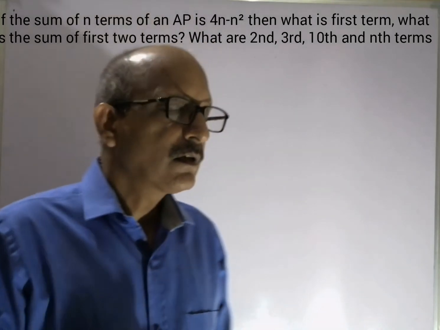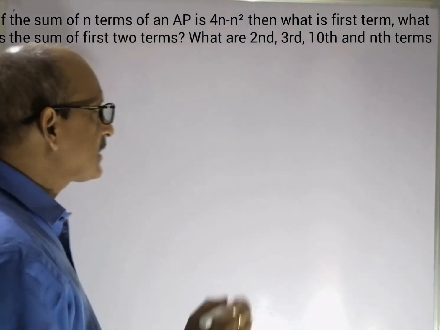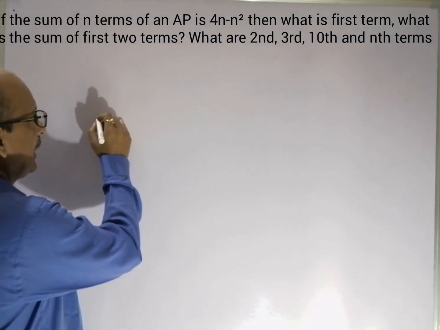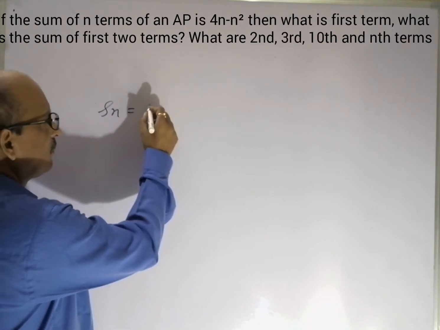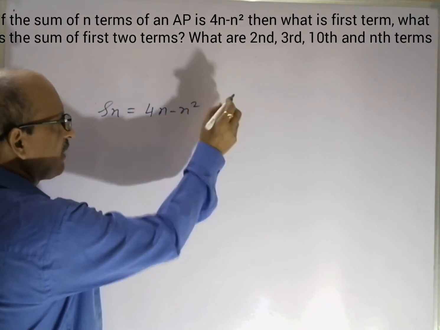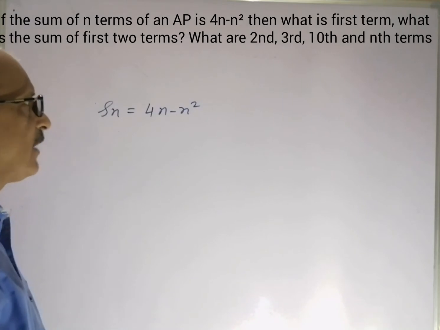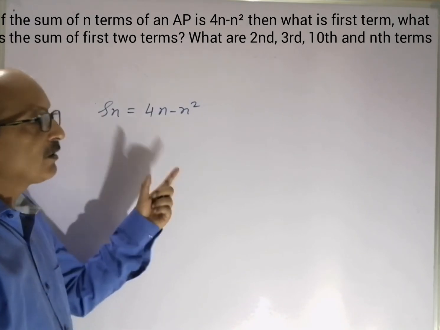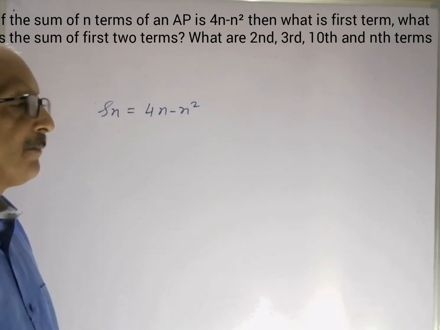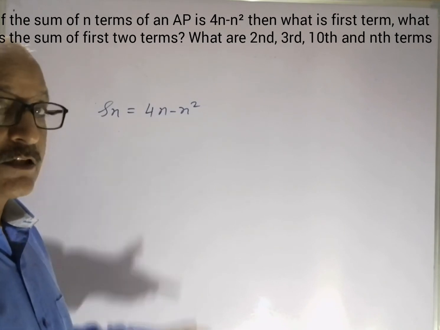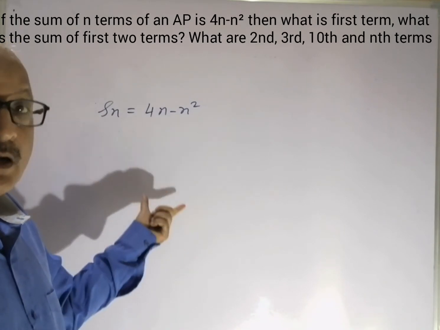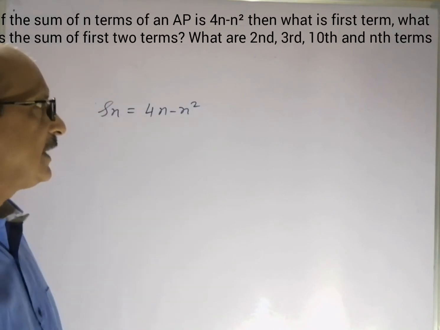So the question is already given to us: Sn is equal to 4n minus n square. Students, there is also one formula for this and I want to derive that formula here. But without use of the formula also we can solve the question based on Sn. How is that so? Let's see.